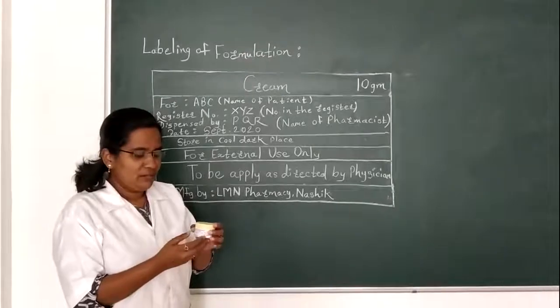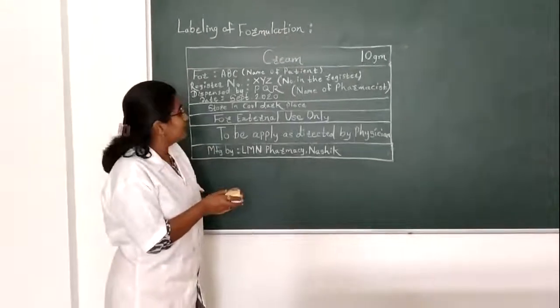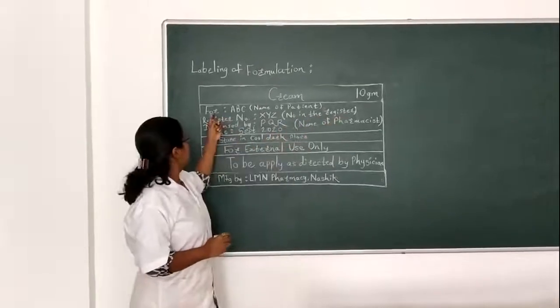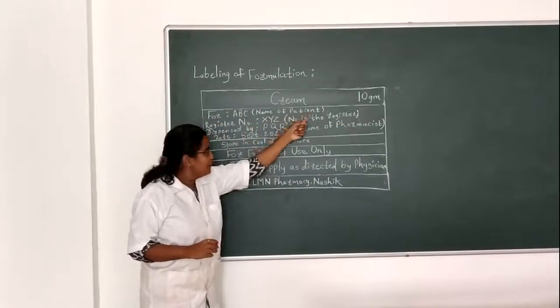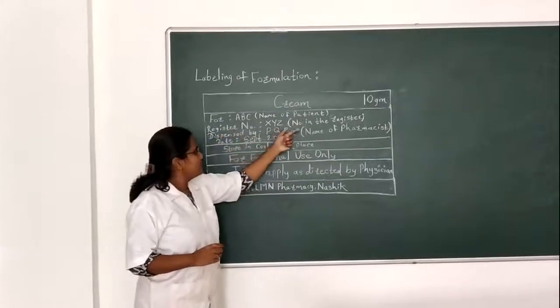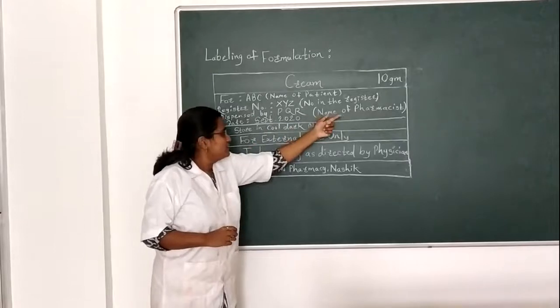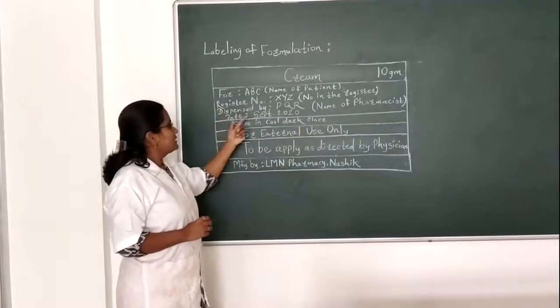Labeling of the formulation. So we will proceed for actual labeling of this formulation. Cream 10 gram, for ABC, that is the name of the patient. Register number XYZ, that is the number given in the register. Dispensed by PQR, meaning the name of the pharmacist. Manufacturing date September.